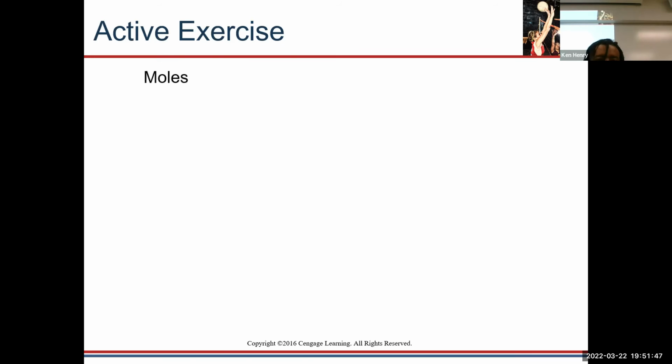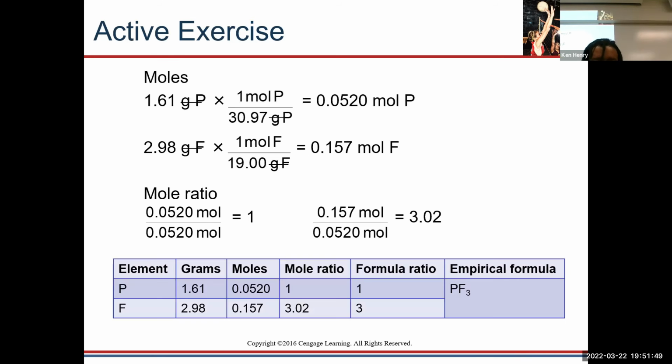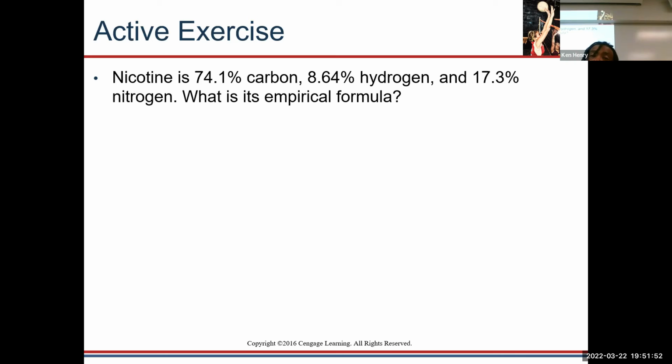Okay, so here we have an organic compound. Nicotine. How many smokers we got? So nicotine is 74.1% carbon, 8.64% hydrogen, and 17.3% nitrogen. So in this case, I have carbon, I have hydrogen, and I have nitrogen.